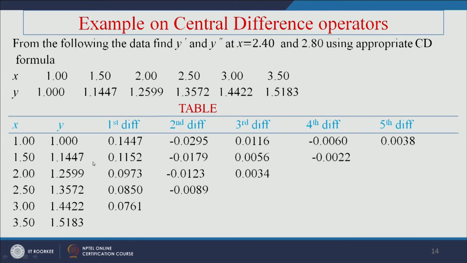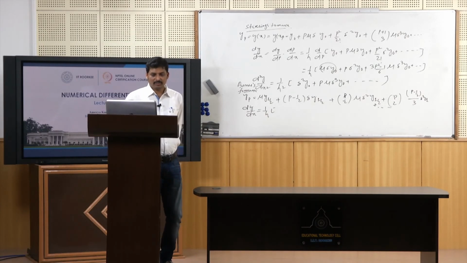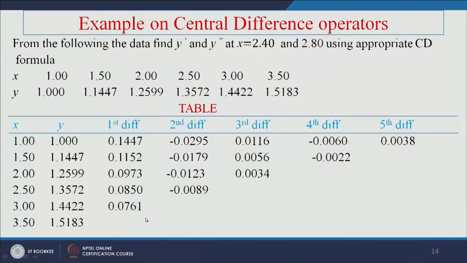Then if we use the first differences for all these values, we obtain 0.1447, 0.1152, 0.0973, 0.0850, 0.0761 as the first differences. For the second differences, if we take the differences of the immediate next terms, 0.1152 minus 0.1447 gives minus 0.0295 here.